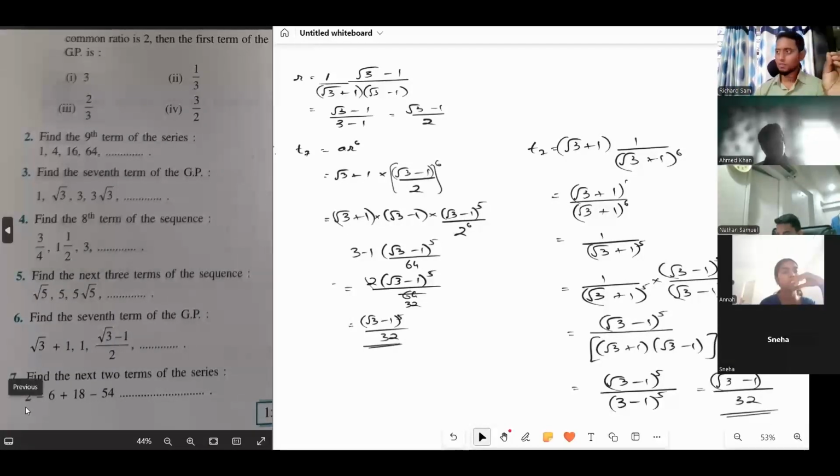Okay, so what's the first term? 2. Second term is minus 6. Third term is plus 18. Next term is minus 54. So using that, we know what is A. A is the first term, 2. The ratio R will be minus 6 upon 2. That is minus 3. That is your R. So we have A, we have R. We can find any term.